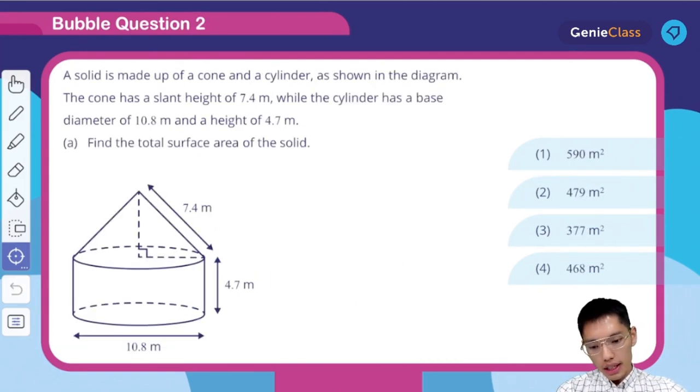Alright. Next one, bubble question 2. Now over here for the next few bubble questions, 2, 3, 4, and 5, they are actually related to each other. So let's see how we answer them. Bubble question number 2. Launching the bubble launcher in 3, 2, 1. Let's go. You have about 2 minutes, so give yourself some time to read about it.